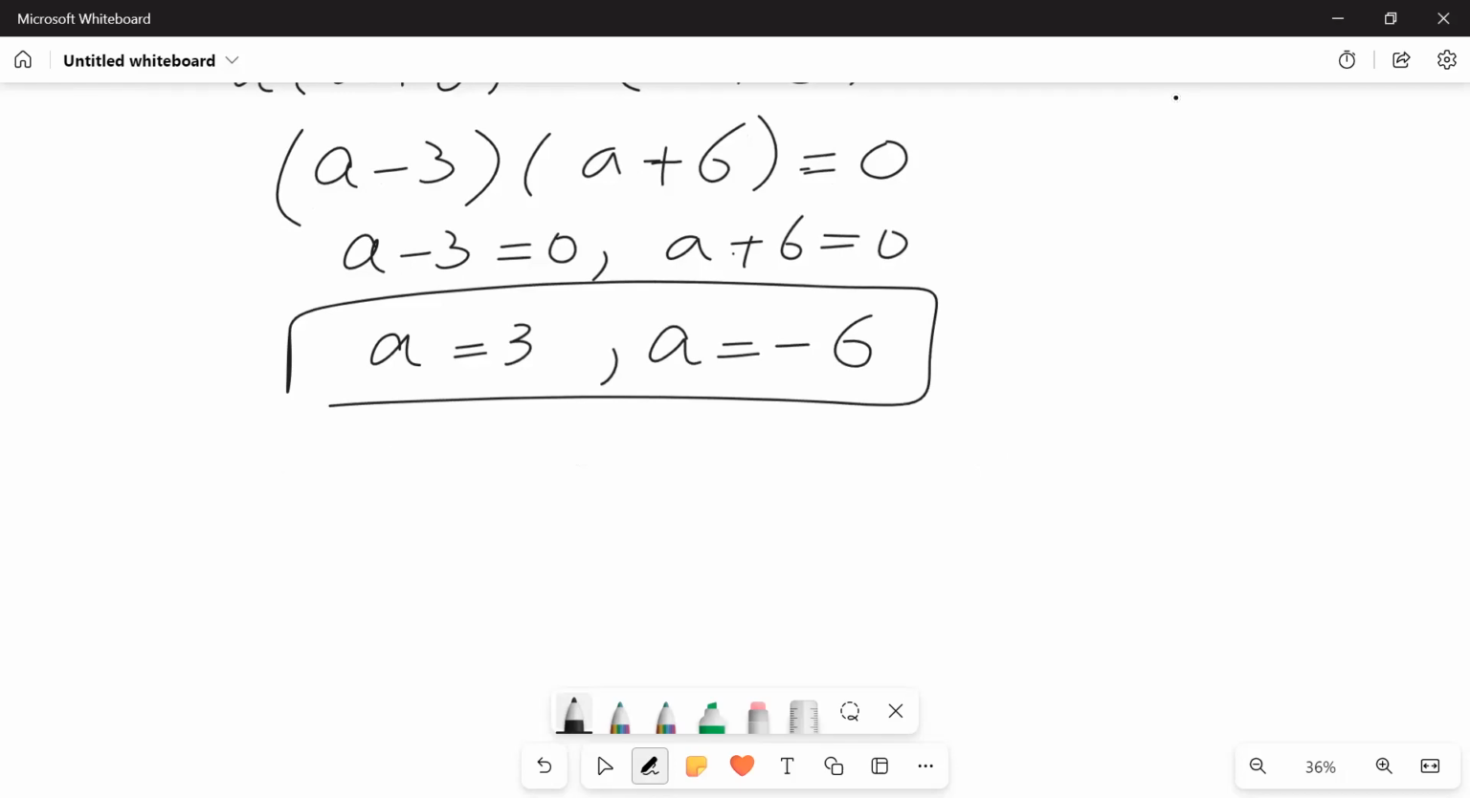Miss, I used the quadratic formula and I'm getting the same answer. Yes, you will get the same answer if you use the quadratic formula. Okay.